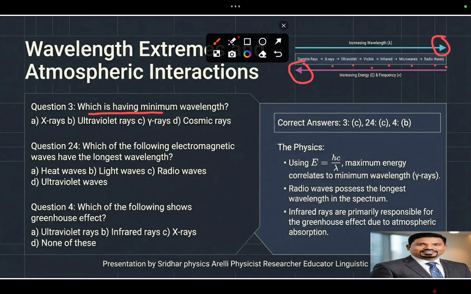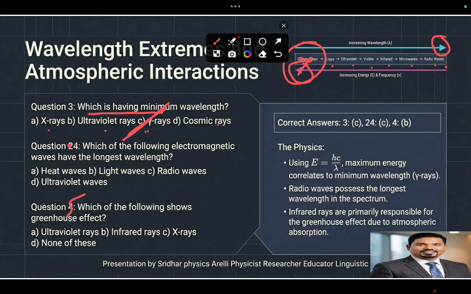Your question is which is having minimum wavelength. Out of the given options, we have gamma, X-rays, UV and cosmic. Obviously that is gamma rays. So gamma rays are having minimum wavelength. Question number 4.